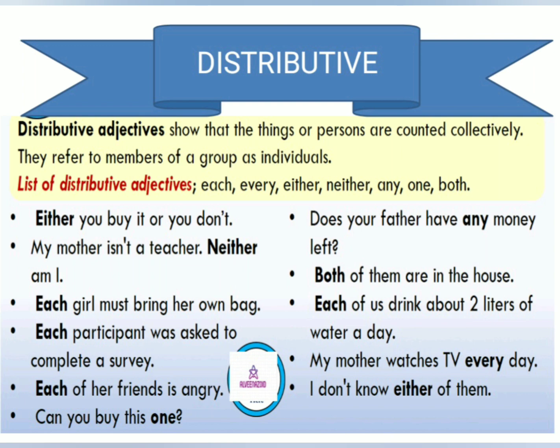It's called distributive. Distributive adjectives or distributive determiners show that the things or the persons are counted individually. They refer to members of a group as individuals, like each, both, either, neither, and so on.